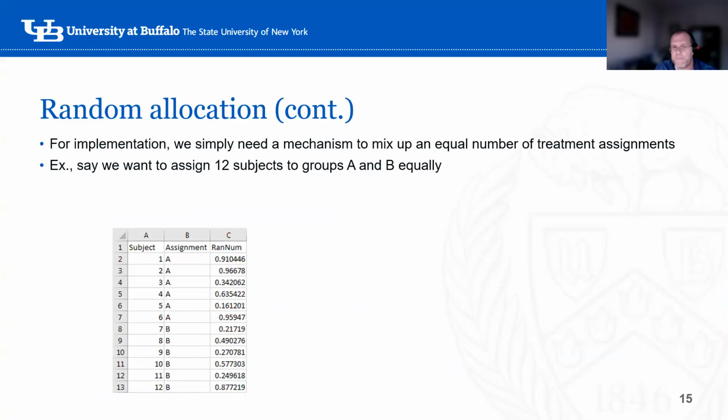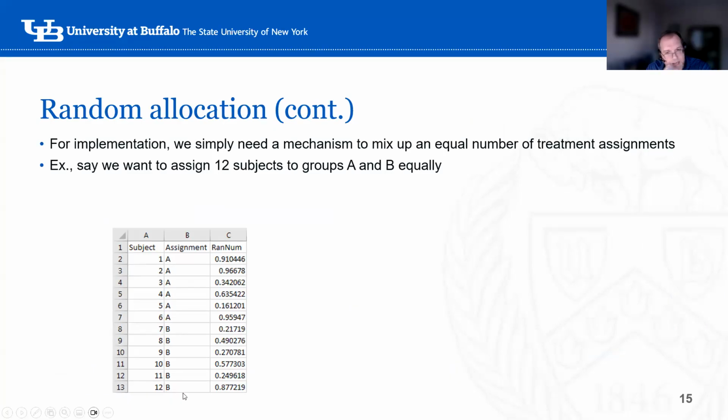There's a bunch of ways, but I think this is a pretty simple way of doing it. Let's say that I want to randomize 12 subjects, and I'm picking 12 just because it's going to fit on the slide here. I want to allocate them equally, so I have 6 and 6 in my two groups. What I'm going to do is have a column again for subject number, and then the first 6 I'm going to make A, and the second 6 I'm going to make B.